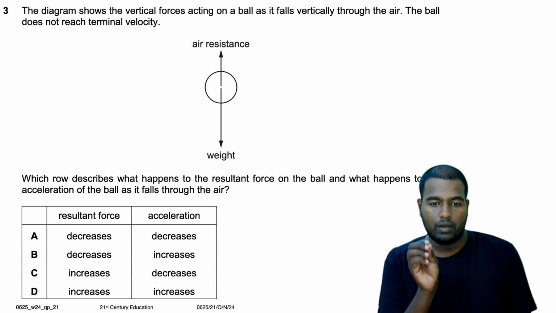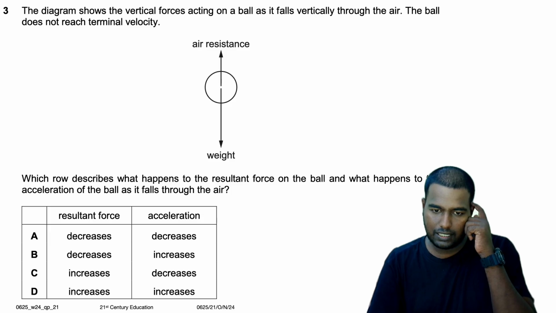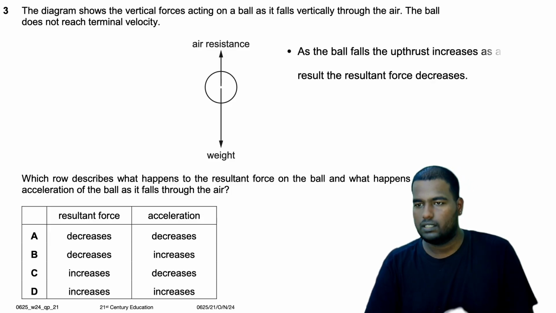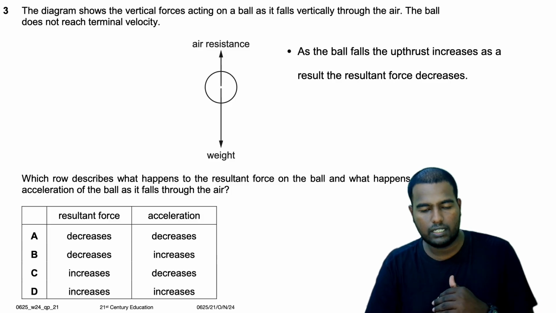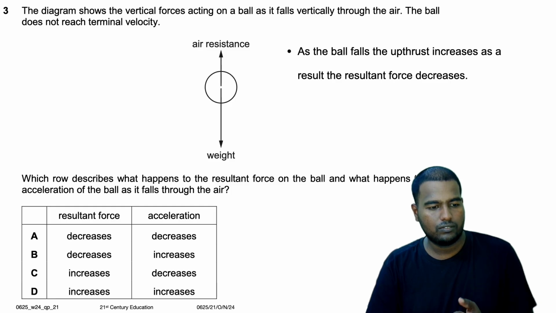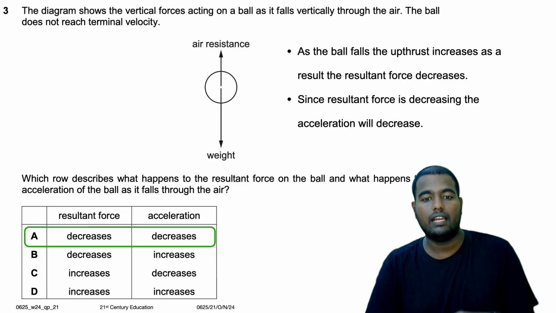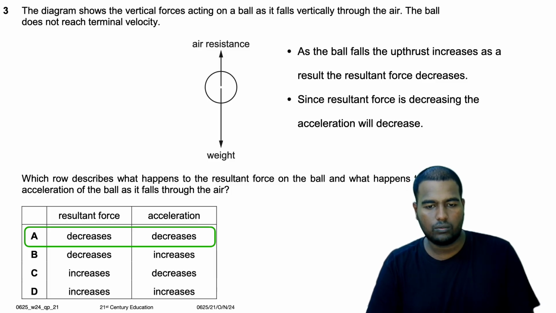In fact, upthrust is directly proportional to the velocity square. So as the ball falls, the speed will increase. As the speed increases, the upthrust will increase. As the upthrust increases, the resultant force will decrease. Then, since the resultant force is decreasing, the acceleration also will decrease. So both resultant force and acceleration will decrease. If it has reached the terminal velocity, then acceleration is 0, resultant force also 0. If there is no air or air resistance is negligible, then acceleration is constant. So the resultant force is a constant force downward.